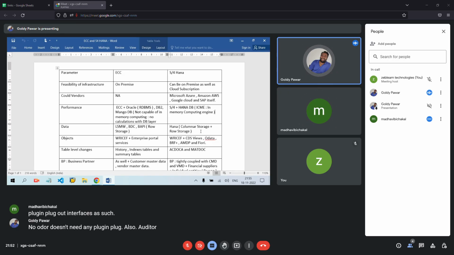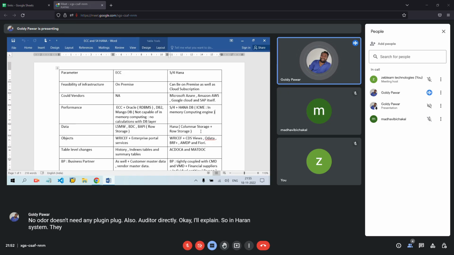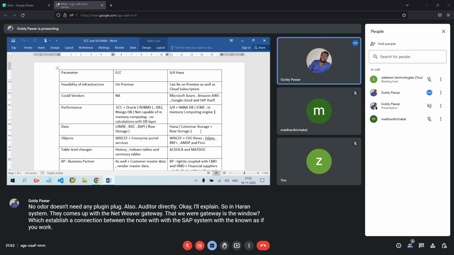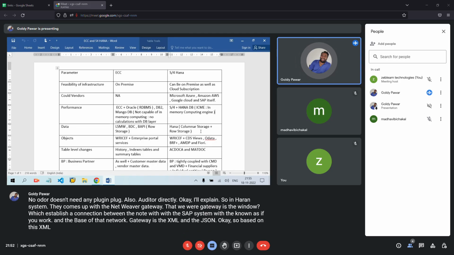OData directly. Okay, I'll explain. In the HANA system, they came up with the NetWeaver Gateway. NetWeaver Gateway is the window which establishes a connection between the SAP system and the non-SAP world. The base of that NetWeaver Gateway is XML and JSON. Based on this XML and JSON architecture, NetWeaver Gateway has been established in the S/4HANA system.